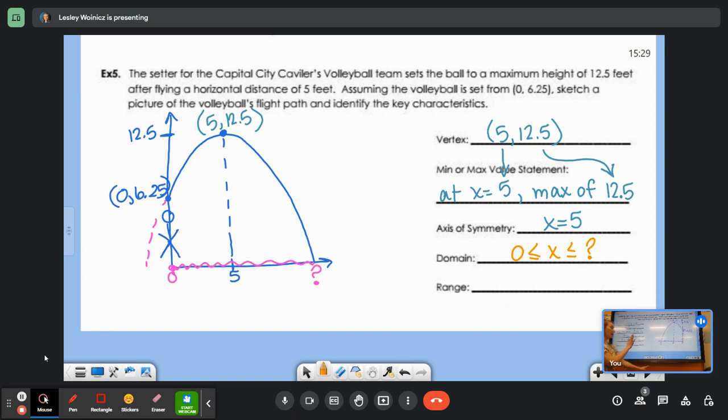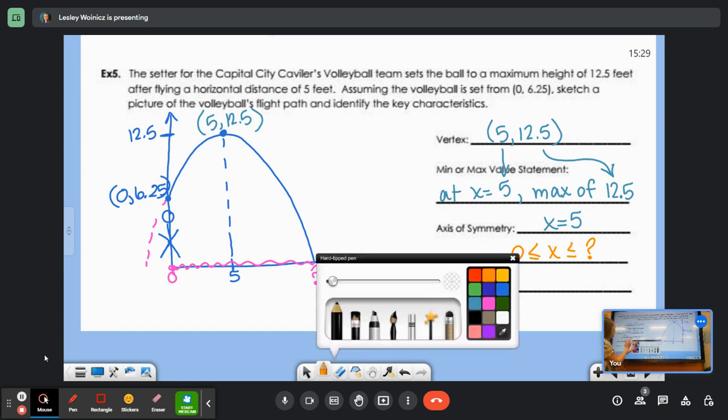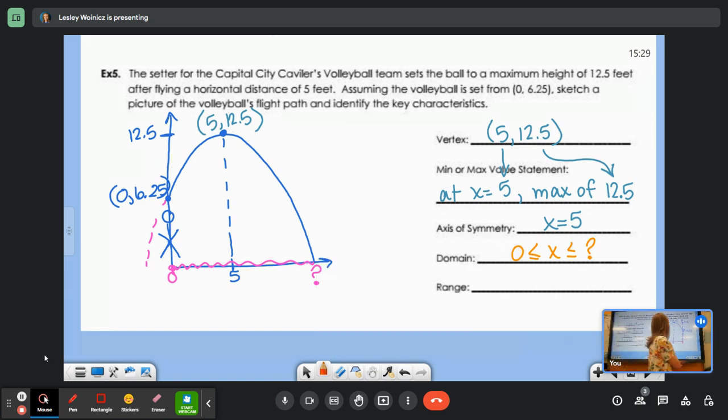Now we do know the range. What is the lowest possible height for the ball if it hits the ground? 0. Okay, and then what's the highest height for the ball? 12.5. So this is the range. It goes from 0 to 12.5. Okay, questions?